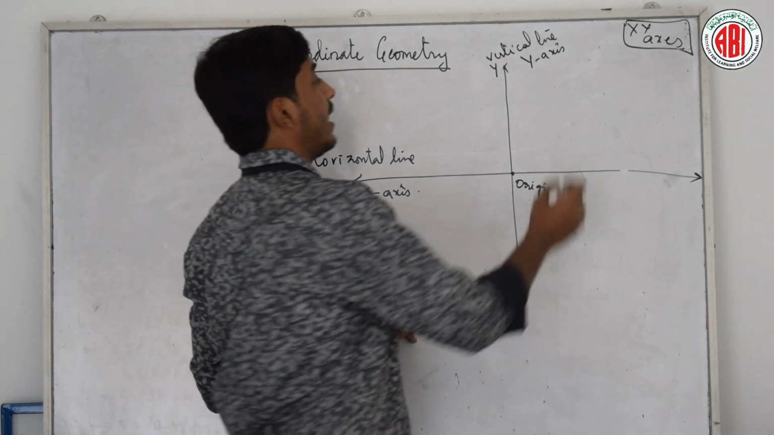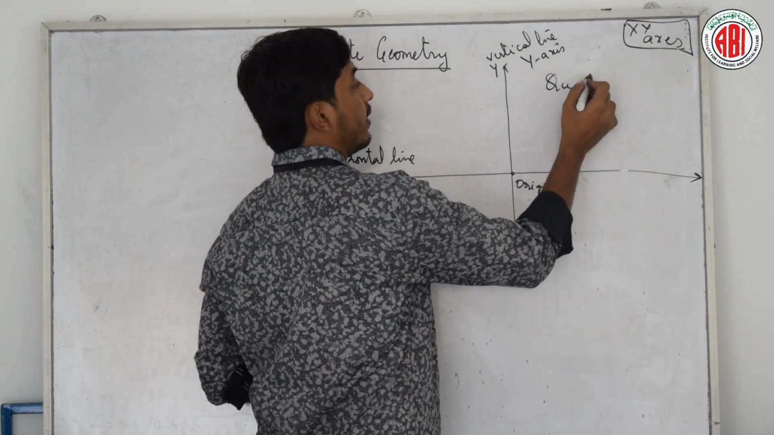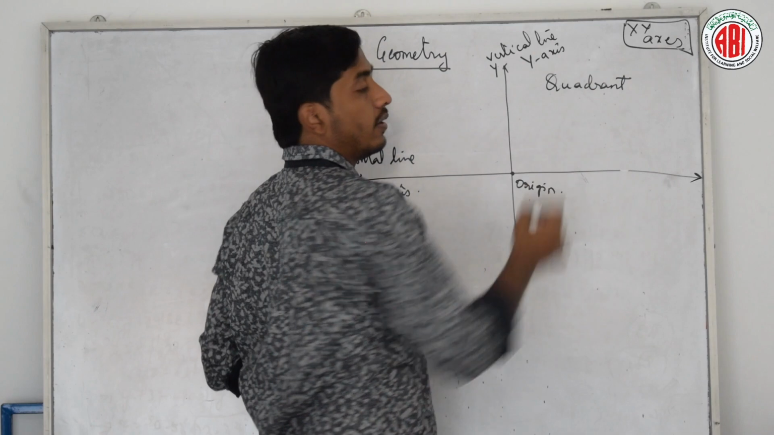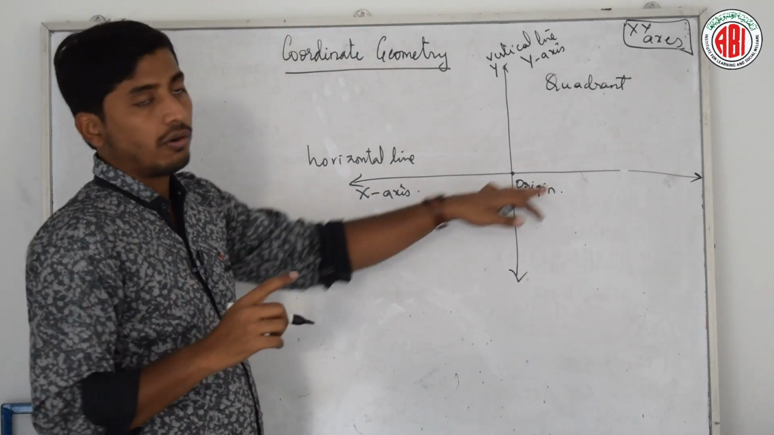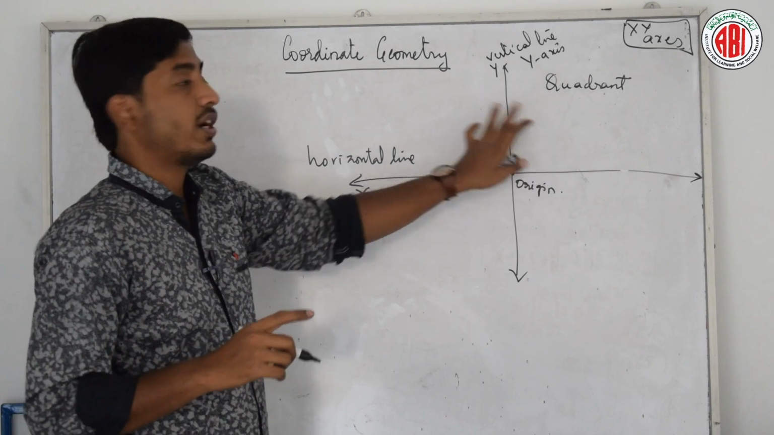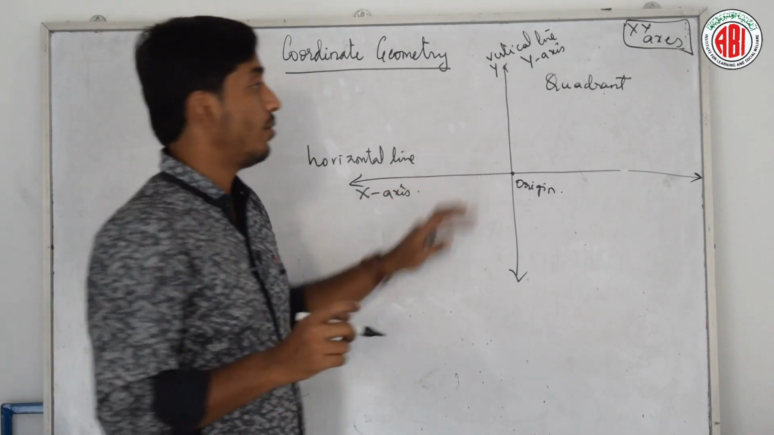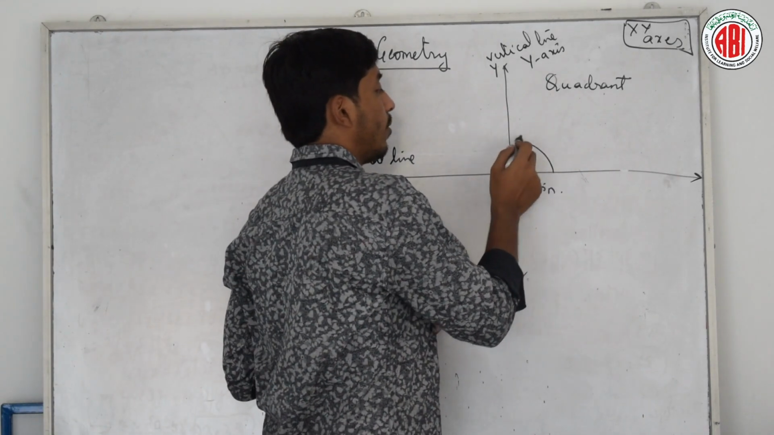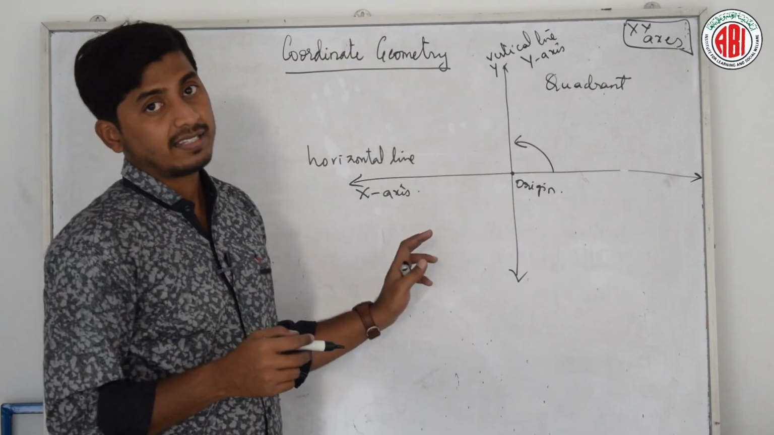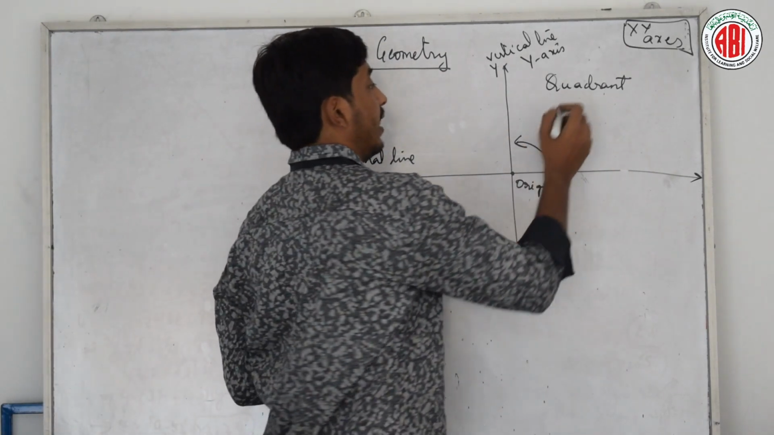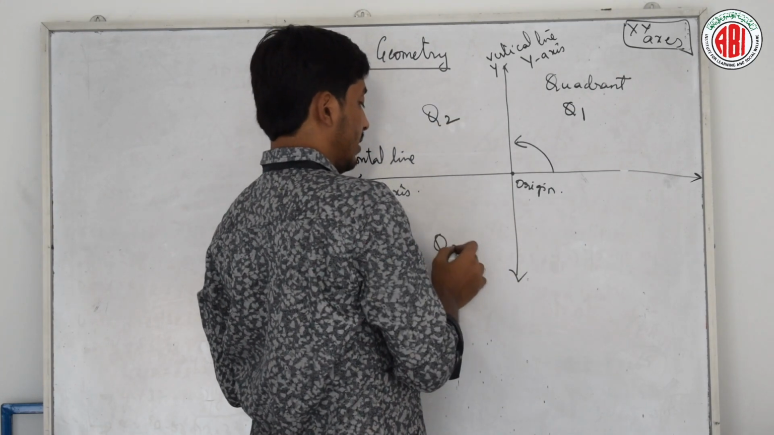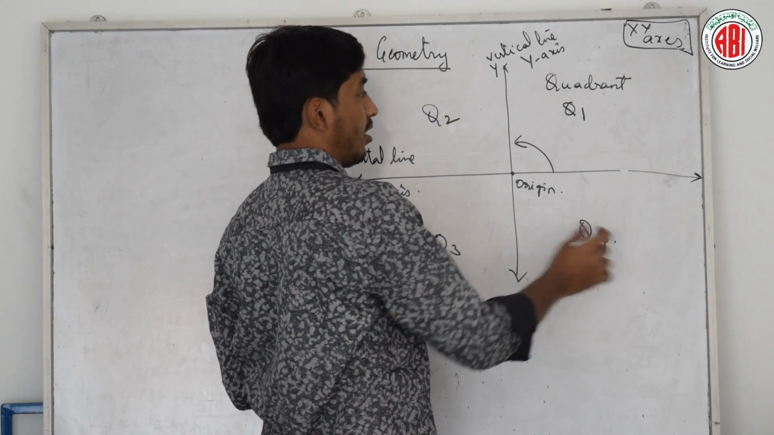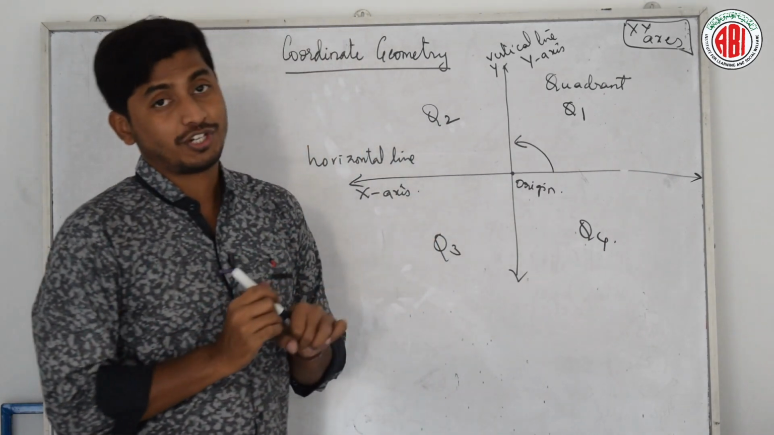What is each part called? Each part is called a quadrant. Remember, whenever we count or move from one quadrant to another, we always go in an anti-clockwise direction. That is, this is quadrant 1, this is quadrant 2, this is quadrant 3 and this is quadrant 4. These names are fixed. Don't shuffle them.